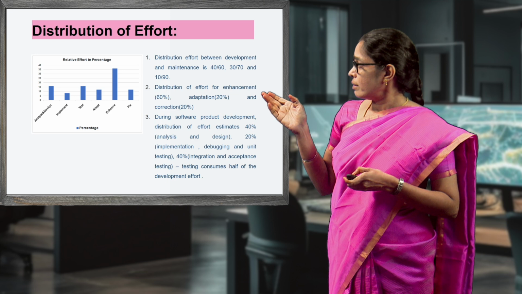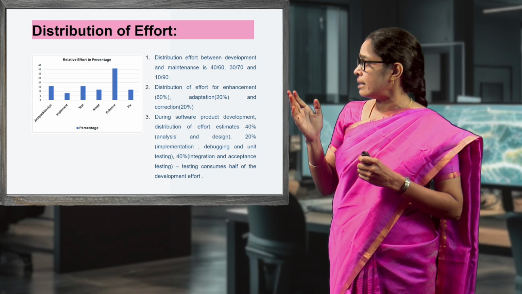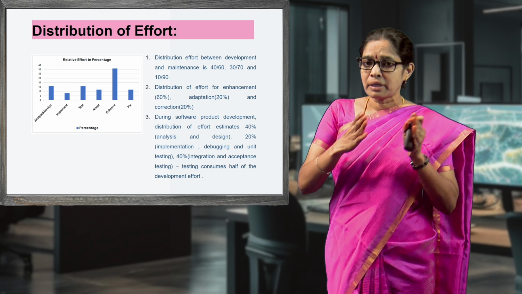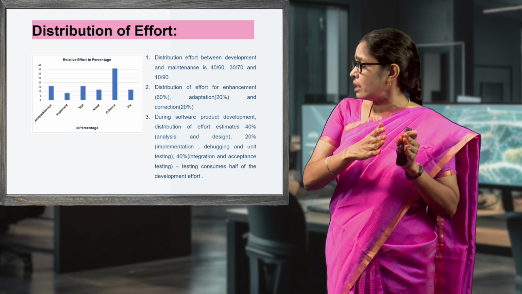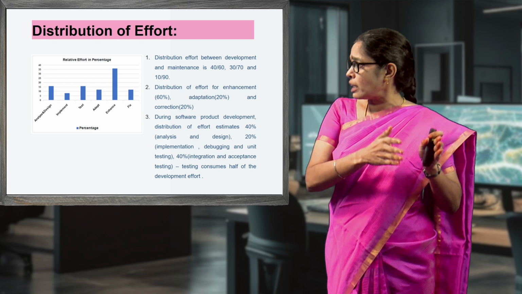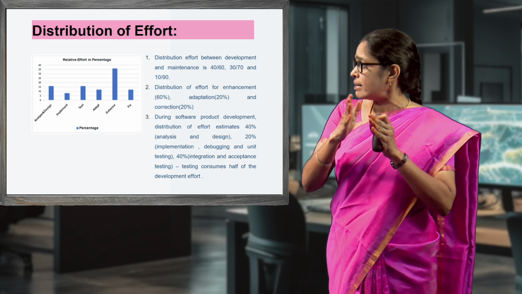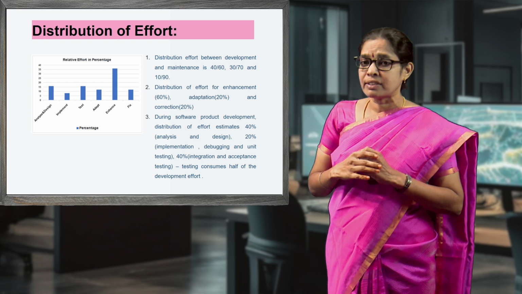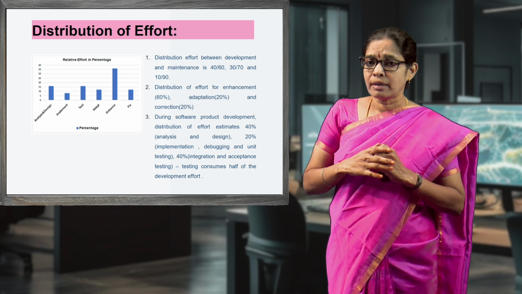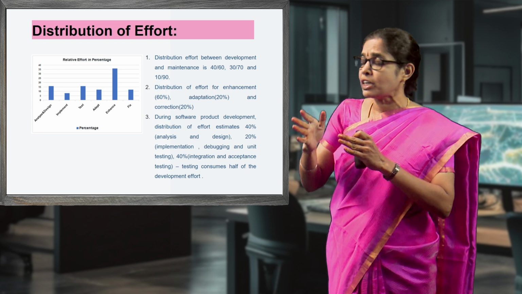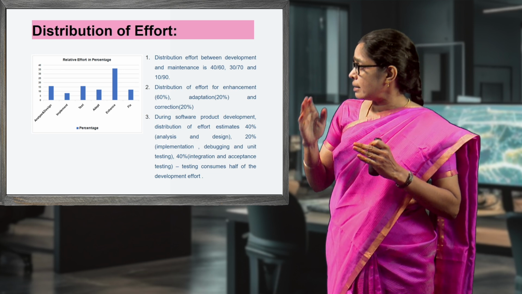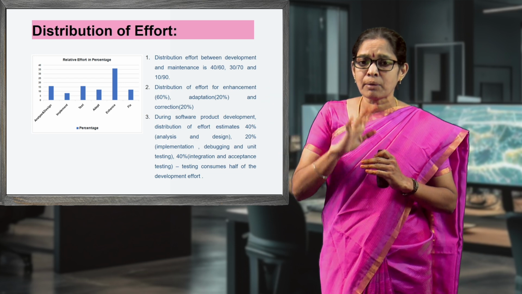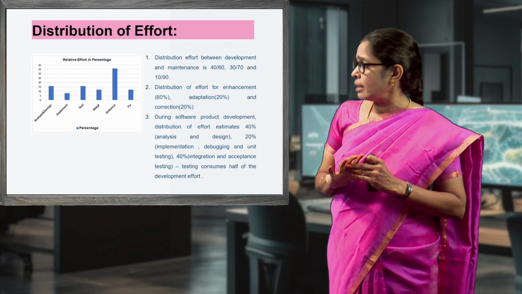This figure indicates the distribution of effort between development and maintenance. Initially it was 40 to 60: 40 spent for development and 60 for maintenance. Then later it was 30/70, 30 for development and 70 for maintenance, and then it was reduced to 10 by 90. So, 10 for development and 90 for maintenance.